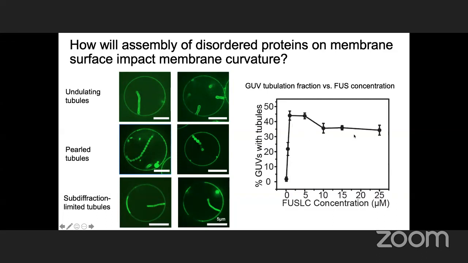There was a plateau in the number of tubules, likely owing to the appearance of three-dimensional protein droplets in the surrounding solution. Most likely, there is a competition between the membrane surface and the droplet for the protein, and that limits the number of tubules.